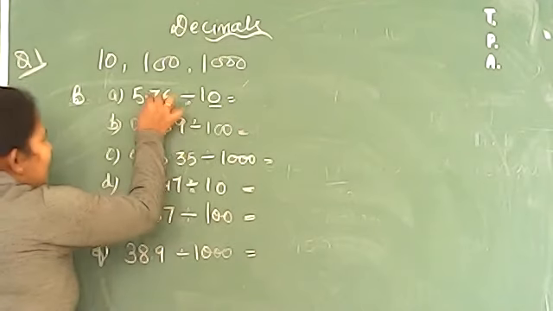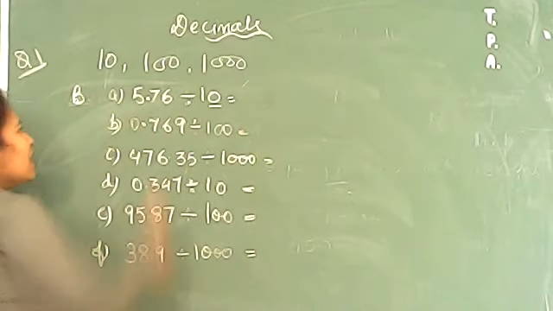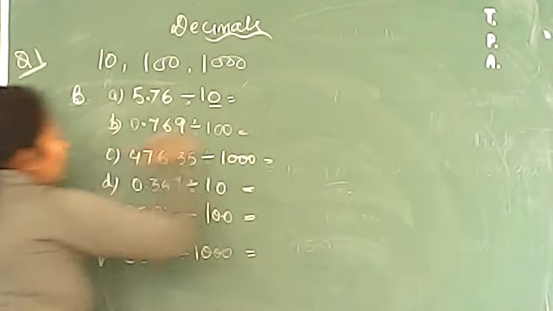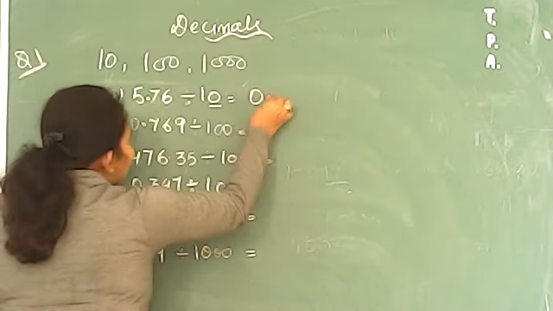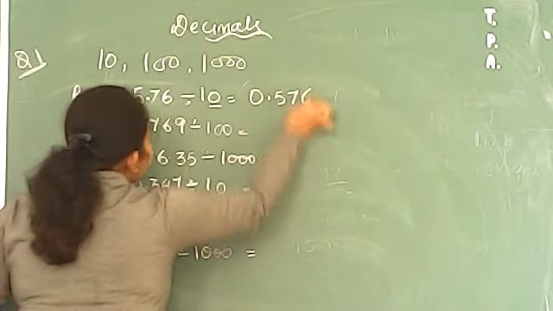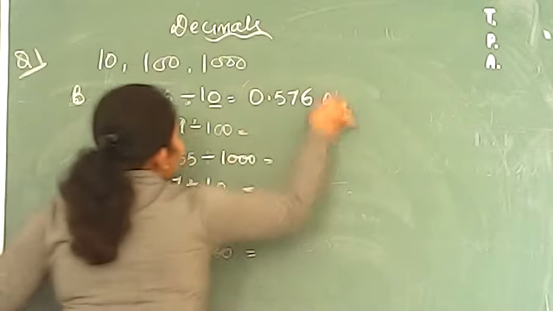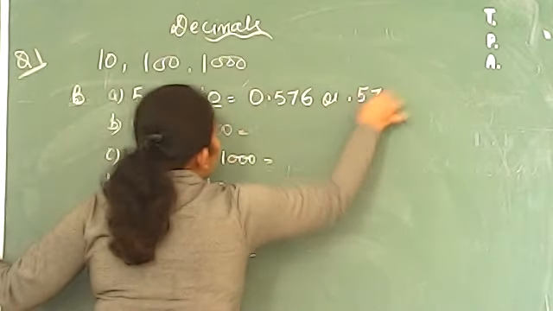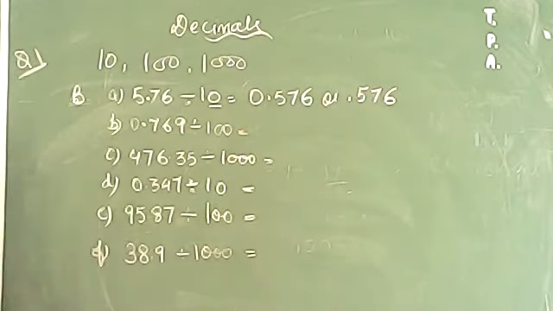So this is right now here 5.76. Now this decimal will come in front of 5. So your number would be 0.576, or you can simply have .576. Okay, 0.576 or .576, both are same.